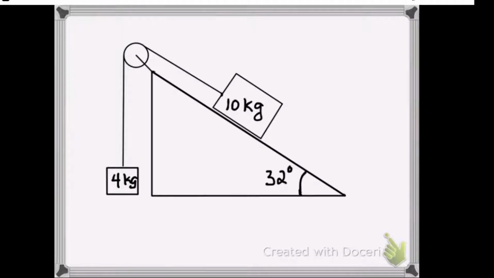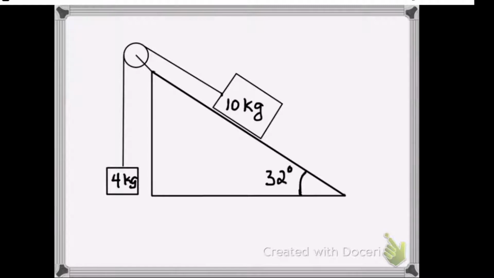So in this video, we're going to consider the forces that are acting on the two objects in this diagram. This diagram shows a 10 kilogram object on an inclined plane, where the inclined plane is inclined at an angle of 32 degrees. And it's tied by a rope that goes over a pulley, and the rope is connected to a 4 kilogram mass that hangs vertically.